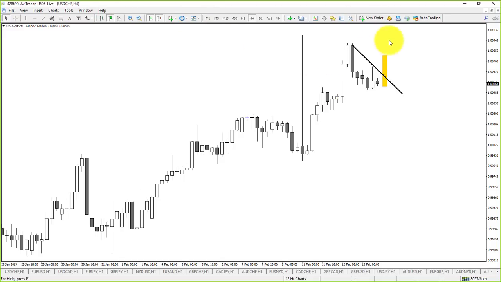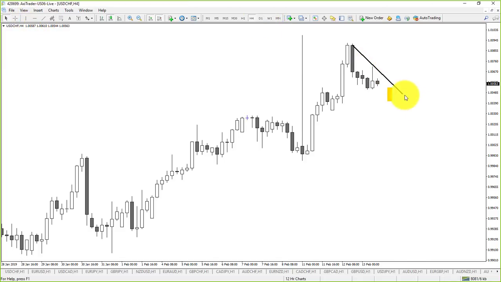The other, more aggressive ways: let's say the market keeps going lower, lower, lower, and then down here you get a bullish candle. It still hasn't broken the trend line. Well, you could put a buy stop above that bullish candle. That's probably one of the more aggressive ways to do it, but that would also work.